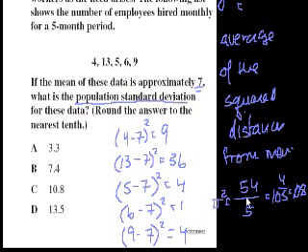For the sake of this problem, let's just take the square root of this. So the standard deviation is just equal to the square root of the variance, which is equal to the square root of 10.8. And what is that?